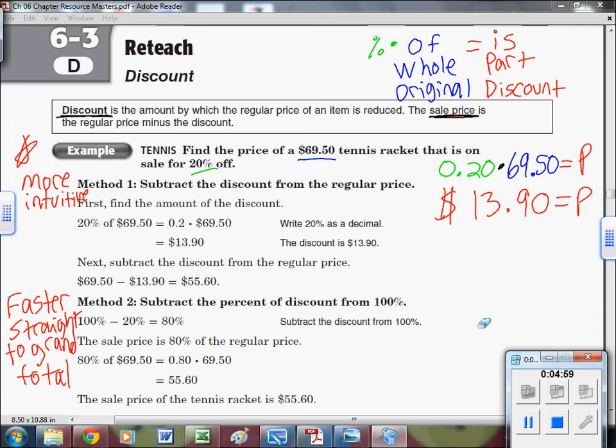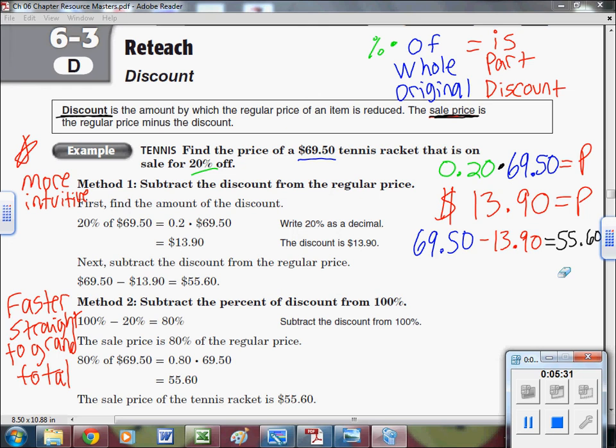So go back to the original $69.50, and now you're going to subtract the $13.90, and that will tell you the actual sales price, the actual price you pay at the register before tax. So if you subtract that, you're going to get $55.60. So that tells you, you found the amount of your discount, and you subtracted that amount of discount from the original price, you got your sales price. That's how we calculate sales prices, using discounts.